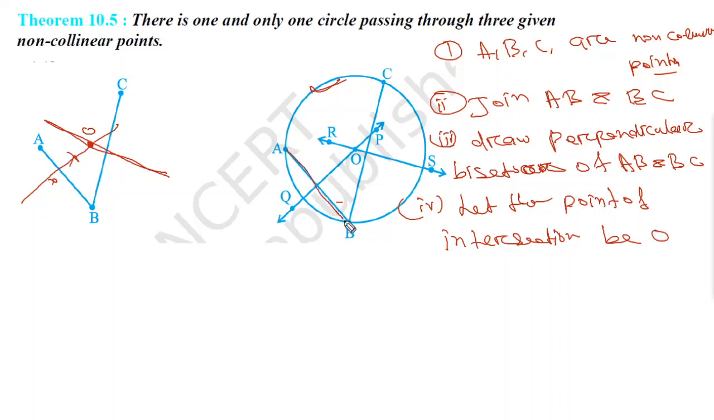We had AB, we had BC, we have the perpendicular bisector of AB, that is this line PQ. Similarly, perpendicular bisector of BC, that is RS. Now you can clearly see this PQ and RS are intersecting each other at point O. Okay. Now let me clear this figure for you.